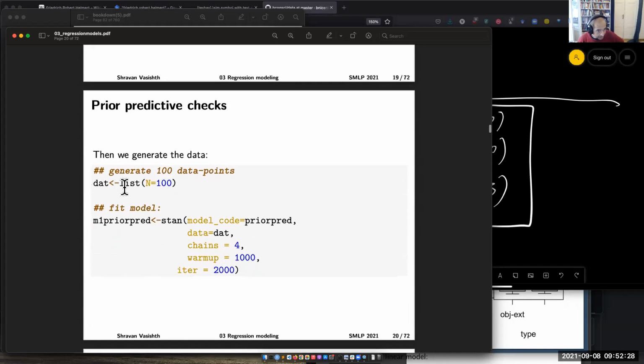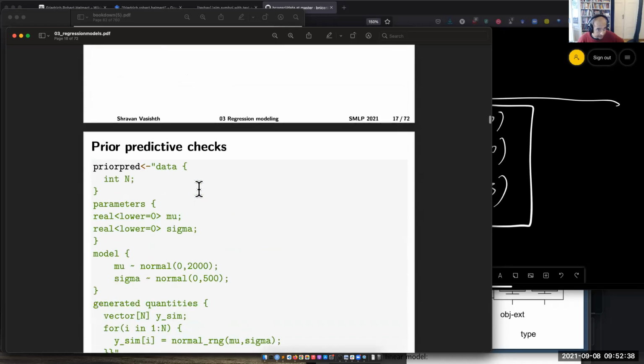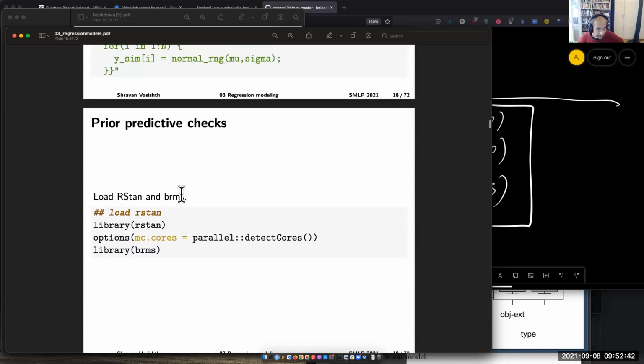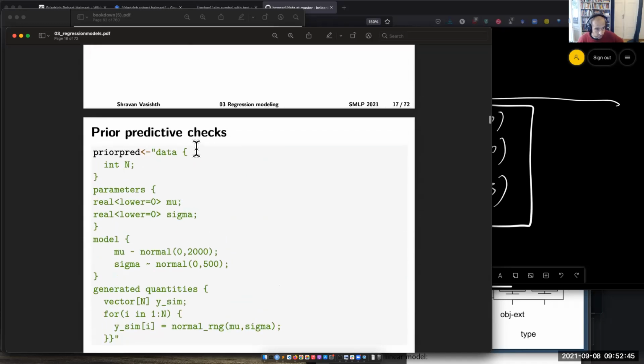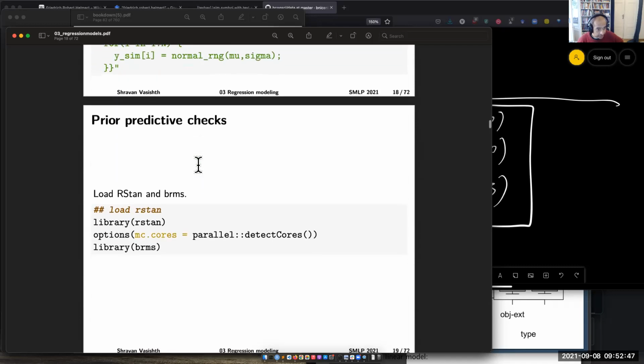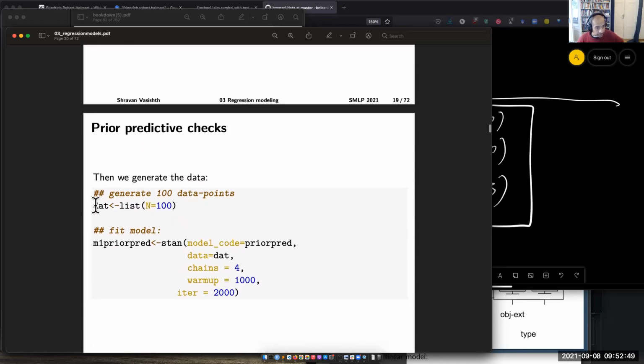So what I've done is, notice that I'm setting up my data to contain only one piece of information. How many data points will I generate? That's it, right? That's because in this Stan syntax, this is the only information I give in the data block. Later on, when we actually fit data, we'll give more information in the data block, okay? And so one property of Stan is that it expects the data not in a data frame format, but in a list format. So that's why I have a list object here.